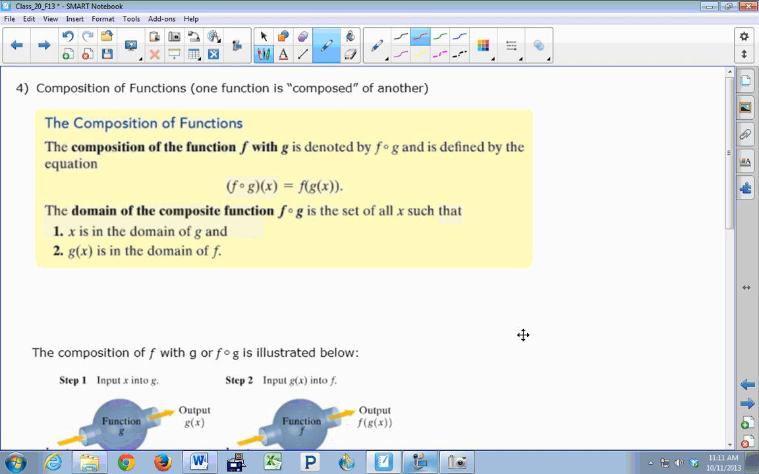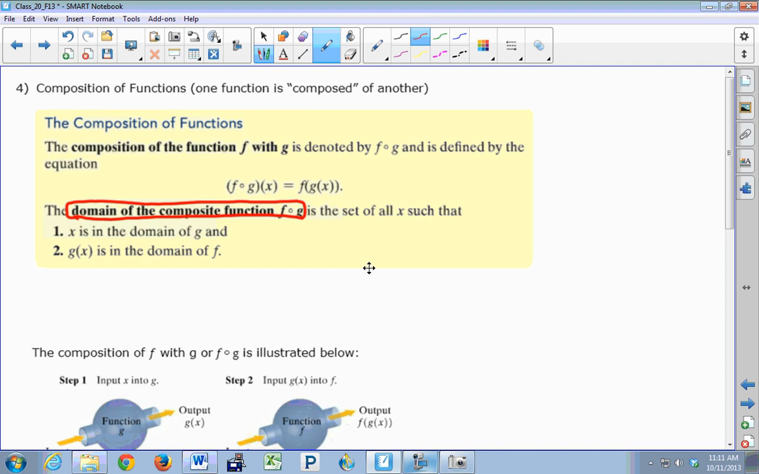So it almost looks like the word fog. F with the little open circle, G, is defined by this equation where x goes into G first, and then G of x goes into F. Now, what we have to pay particular attention to is how to do the domain of a composite function. That's going to be a little interesting, but think about it. X has to go into G first. So X has to be in the domain of G.